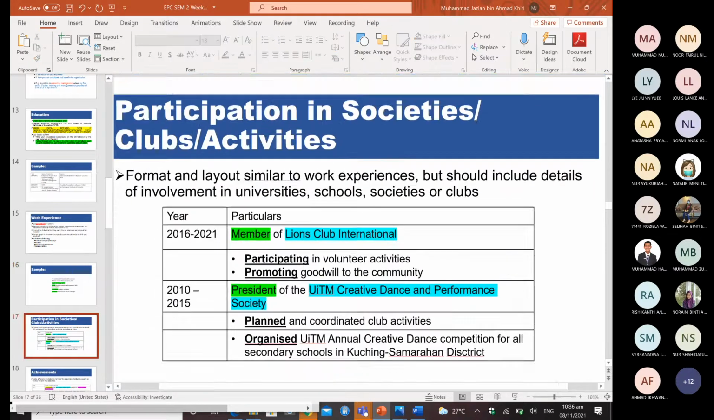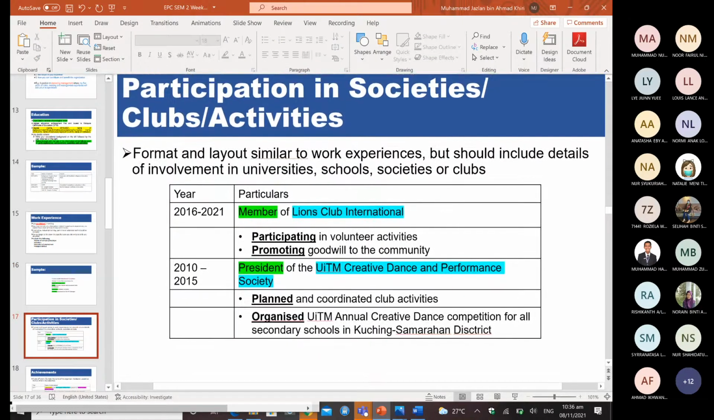Ladies and gentlemen, if you have participated in clubs such as badminton, scouts, Palapes, Dorotu, Reserve Officer Training Unit, PBSM, the Red Crescent Society, or the Police Cadet, include them as well under a different heading, which is called participation in societies, clubs, and also activities.